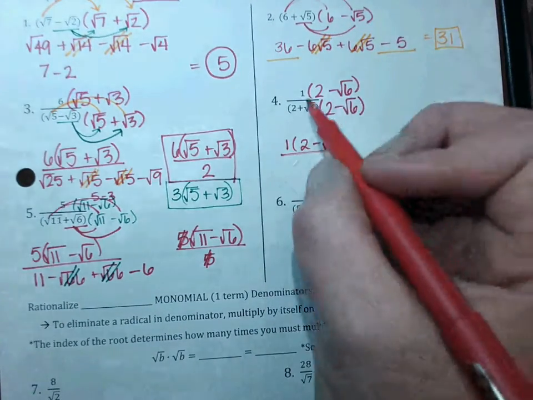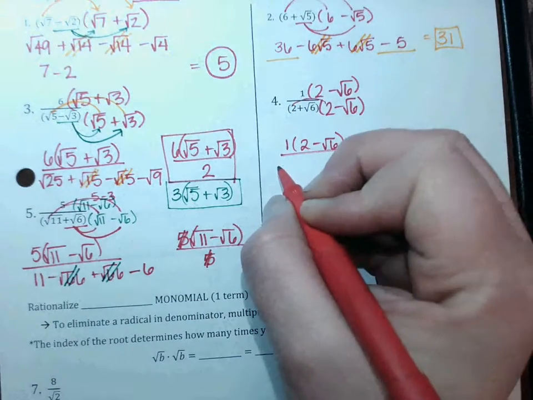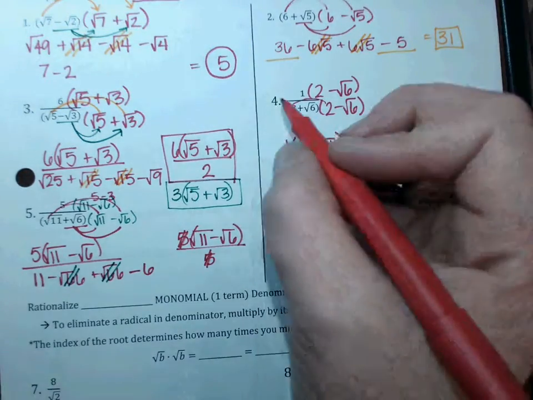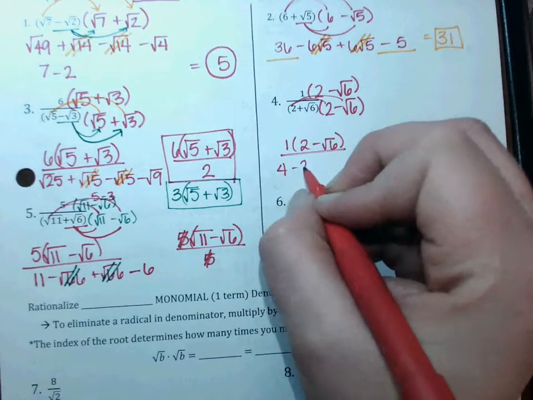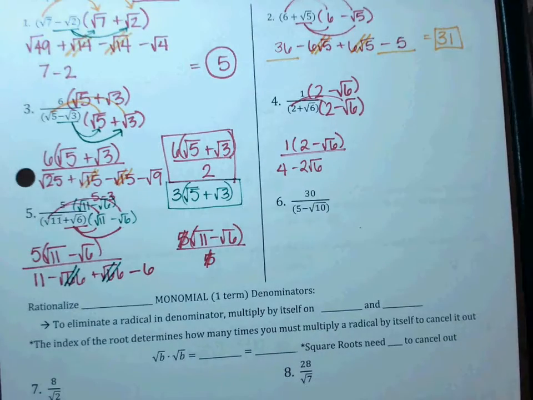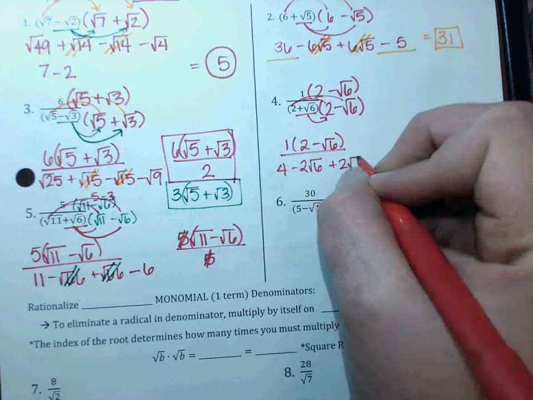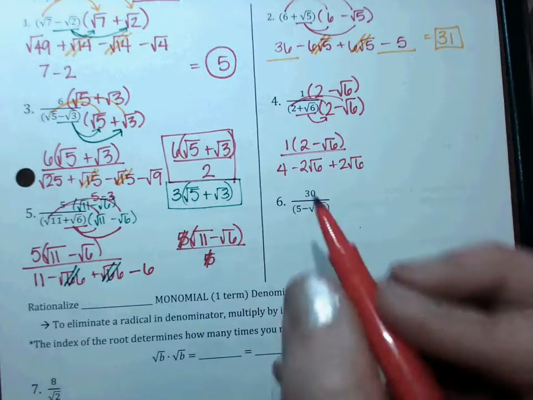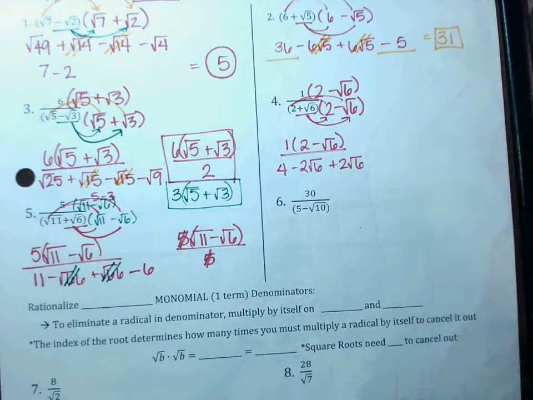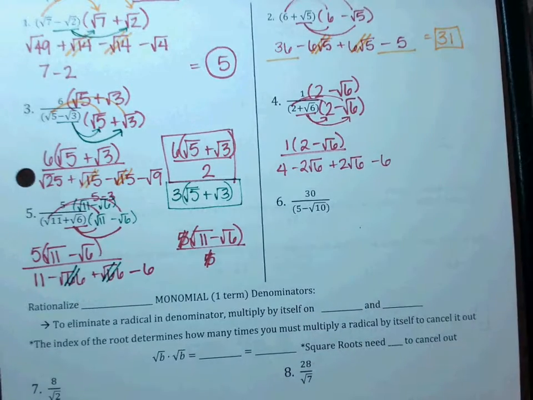2 times 2, what do we get? 4. Then I have 2 times minus root 6. That's minus 2 root 6. Remember, they can't go together because the 2 is on the outside, the 6 is stuck on the inside. Okay, then I move to this term. That's a root 6 times 2 is a plus 2 root 6. And then root 6 times negative root 6 is negative 6. But remember, if you needed to break that down, 6 times 6 is 36. Square root it, you're back at 6.